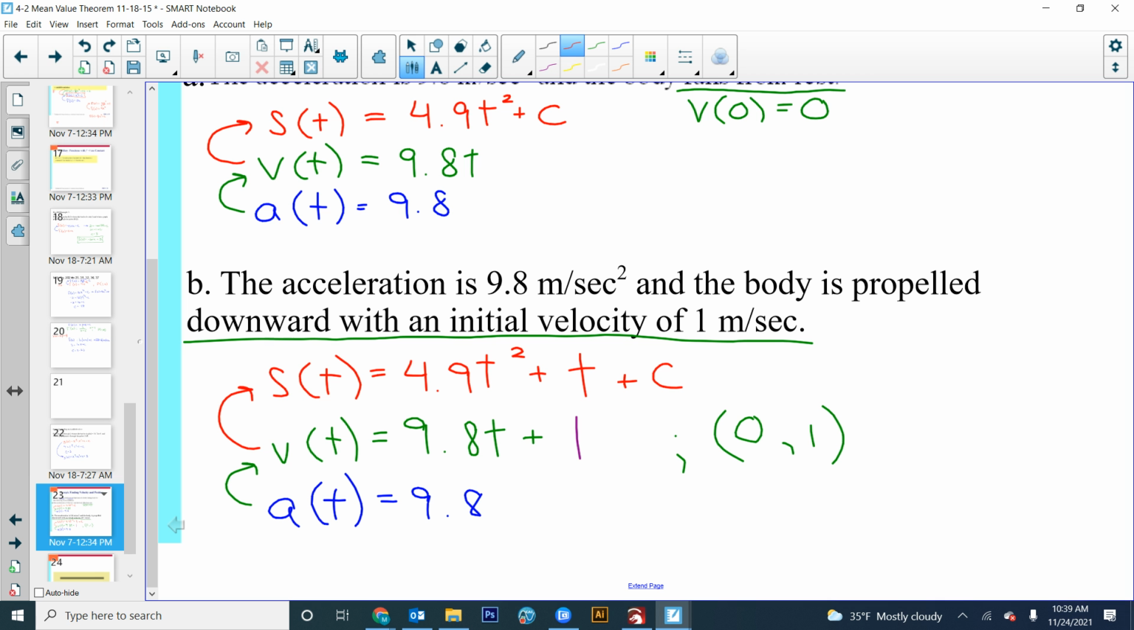Can we solve for that C? We don't have a given position. Isn't this a beautiful application of antiderivatives? Look at that. If you know what your gravitational constant is, you could find the velocity function.